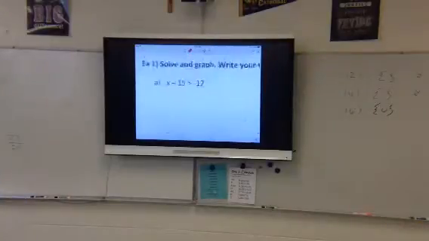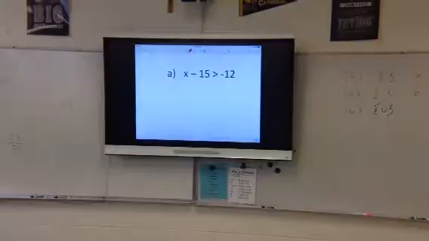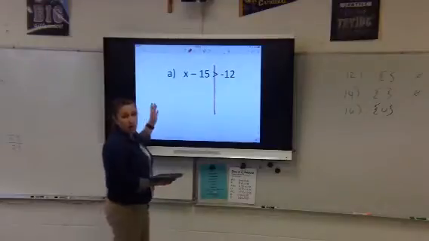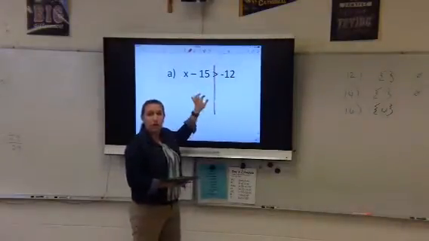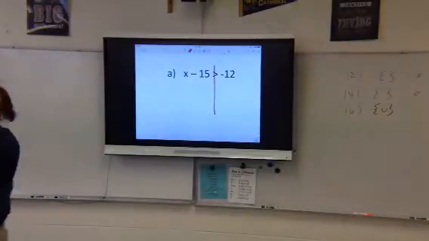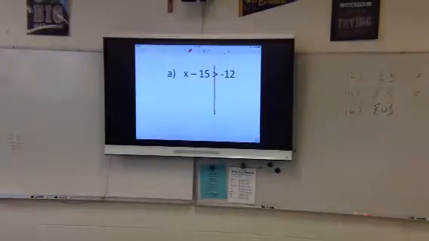All right, so the first thing we're going to do is solve. If you still need to build your walls, make your wall if you need to. Whatever you do to one side of the inequality, you do to the other. So how do we solve this? What are we going to do? We're going to start here and work around. What do you got? Add 15. Very good. So we're going to add 15 to both sides.